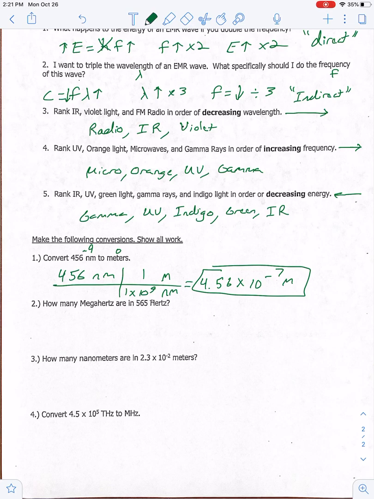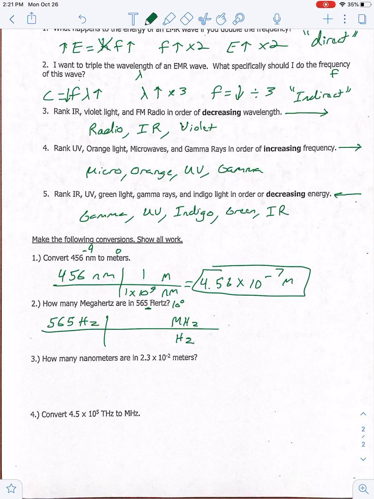So again, start off with what you're given. So 565 hertz, which is Hz. Okay, and we're trying to get to megahertz. So first thing I'm going to do is put Hz on bottom, and then I would have to put megahertz on top. If you do not see a prefix before that hertz, that means that is a base. So that would be a 10 to the 0 power.